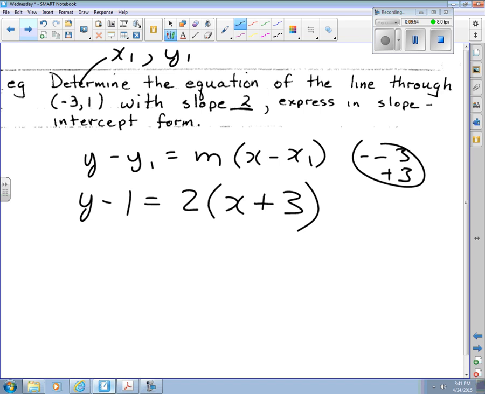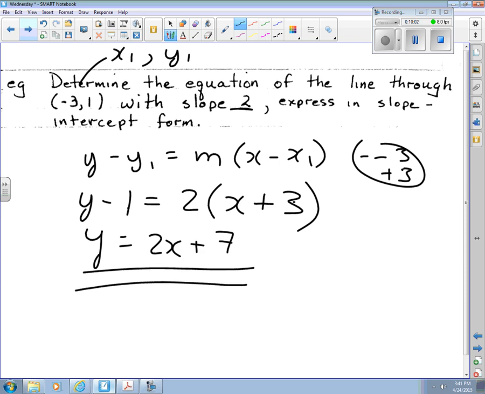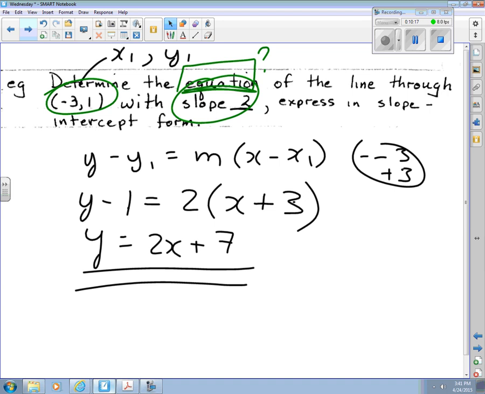Okay, so from there, I go y equals 2x, 2 times 3 is 6, plus the 1 when I move it over. And that's the method you use to solve equation problems where I am given one point and a slope, and I'm asked to find an equation. Good luck on exercise 13.